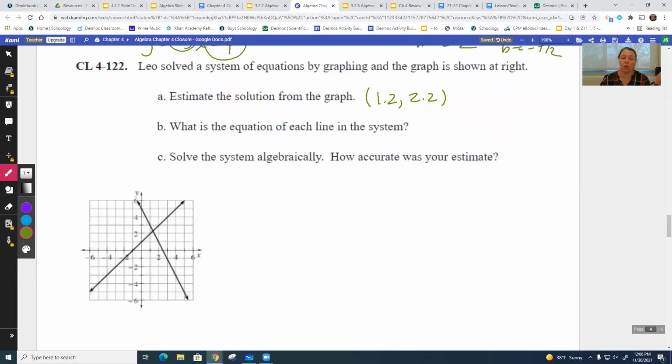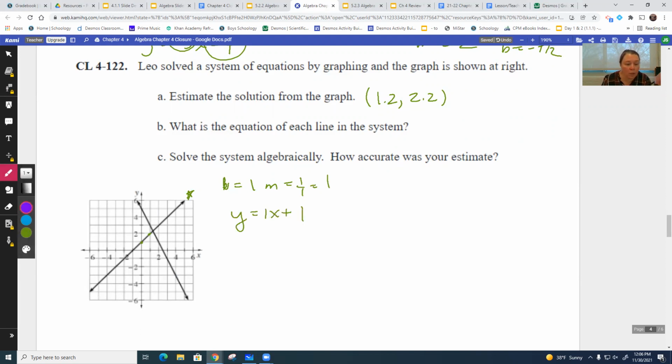So this is, what is the equation for each line in the system. So this line here, I notice has a y-intercept of 1, and then I find another lattice point, like right here. To get from here to here, I go up 1, over 1. So for this line, it looks like my y-intercept, my b value, is 1, and my slope is 1 over 1, or just 1. So my equation would be 1x plus 1.